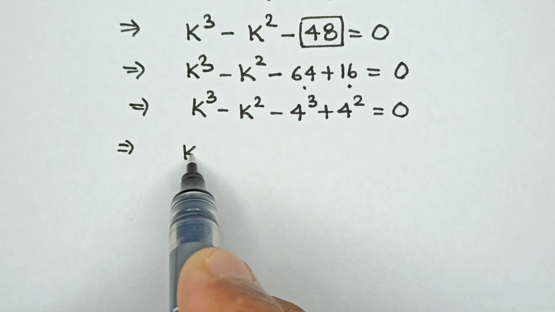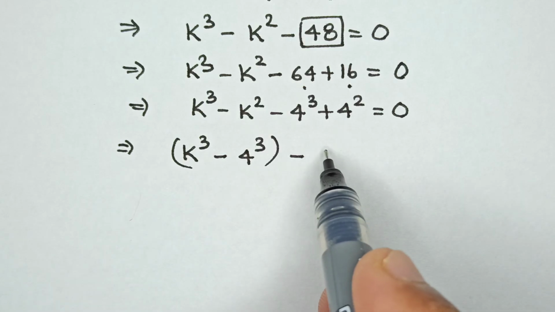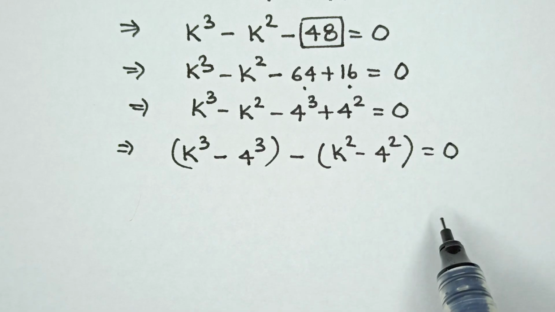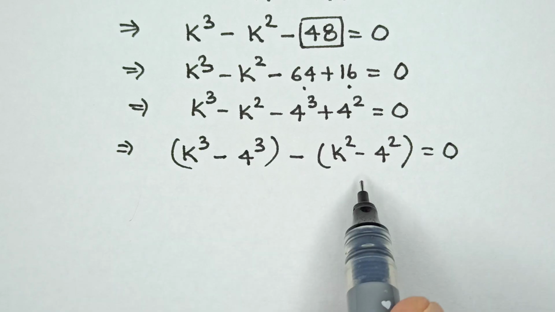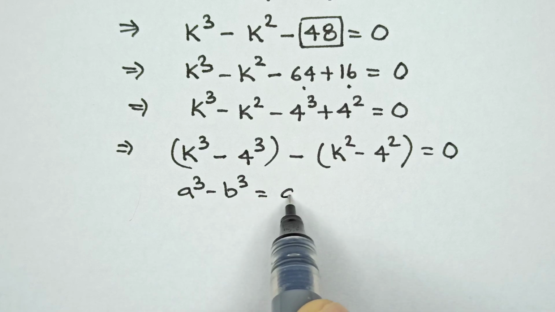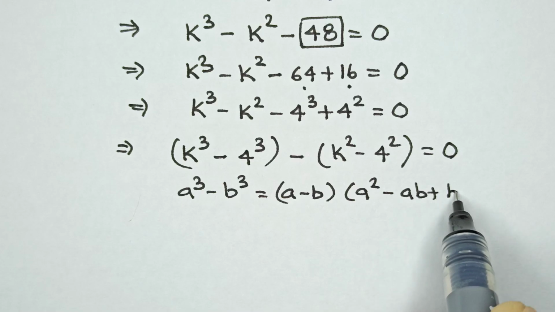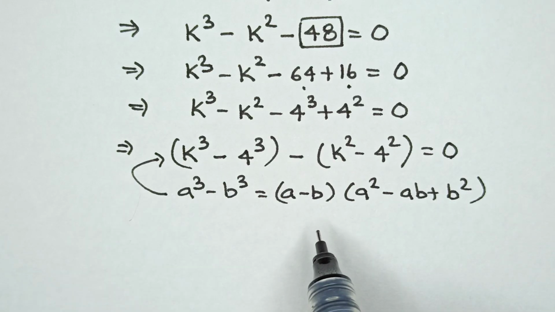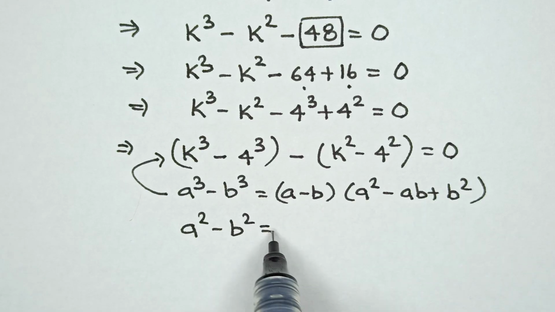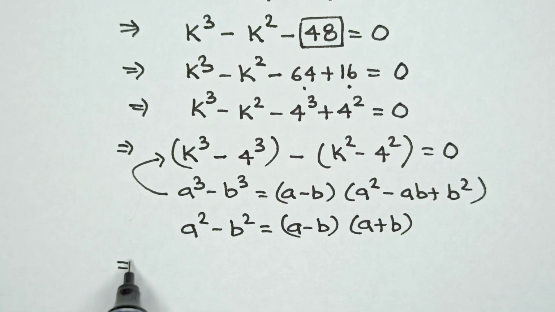Now let us rearrange this. So this is k cube minus 4 raised to the power 3, minus taken as common, k square minus 4 square is equal to 0. Now after this, we are going to use the identity of a cube minus b cube, which is a minus b multiplied by a square plus ab plus b square. So this would be used in the first bracket over here. And in this, the algebraic identity that we'll be using is a square minus b square, which is a minus b multiplied by a plus b. Now let us use that.